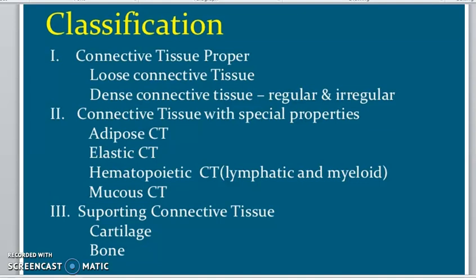The connective tissue proper is either loose connective tissue or dense connective tissue. The dense connective tissue is further divided into regular or irregular dense connective tissue. While the connective tissue with specialized properties include the adipocytes or the adipose connective tissue, elastic connective tissue, hematopoietic, that is the lymphatic and then the myeloid, as well as the mucous connective tissues. While the supporting connective tissues are cartilage and bone. That's classification. Let's further go down.